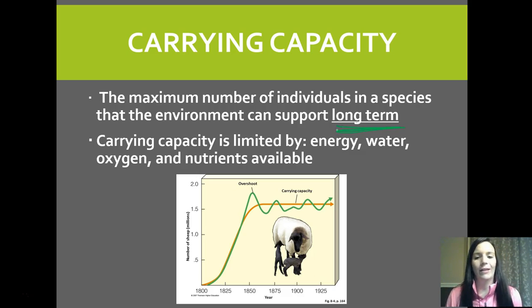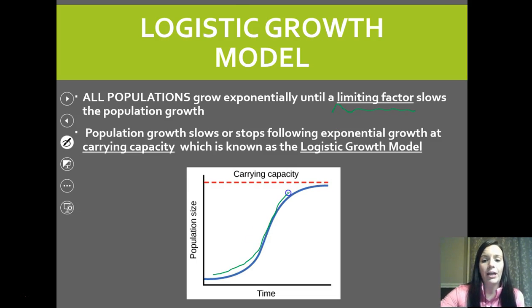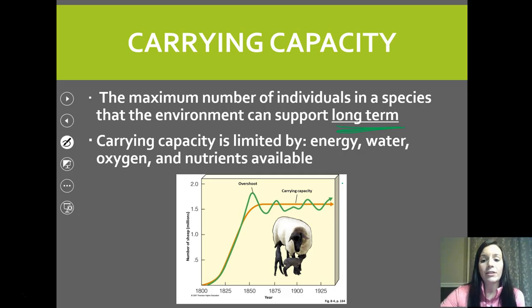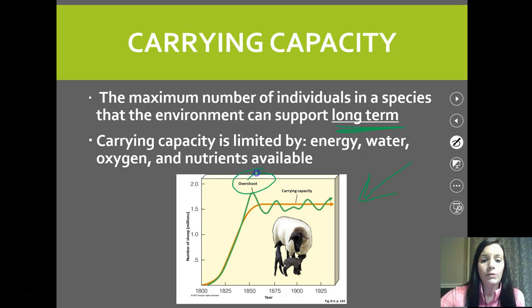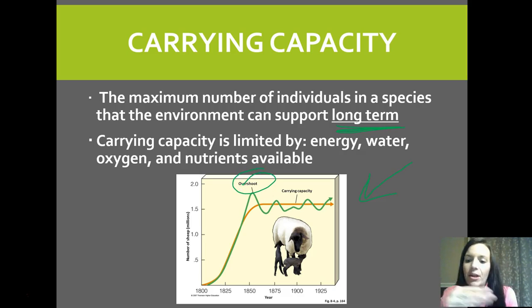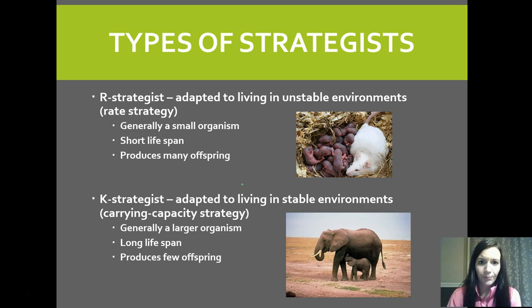It's limited by things like the amount of energy available, amount of water, amount of oxygen, and the nutrients that are available in that environment. And it's also really common, if you look back at the previous graph, it shows us just kind of going and hitting. This graph is a more accurate representation of a carrying capacity. So there's usually going to be an overshoot, which you see here, and then there's a die-off, and then it just kind of keeps going up and down right around that carrying capacity.